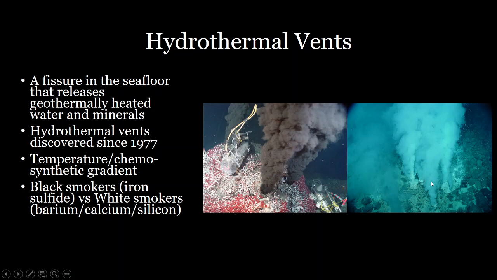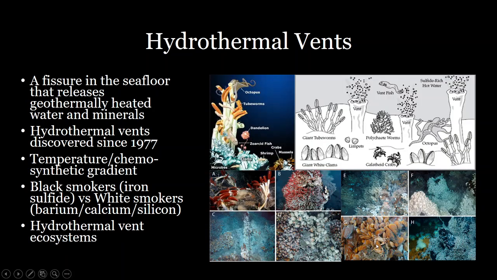And there's also white smokers. White smokers have higher concentrations of barium, calcium, and silicon that give it that white color that you can see here. And as we've talked about, hydrothermal vents produce some really interesting biology and ecosystems. We have the tube worms that are maybe the most characteristic of hydrothermal vents, but also you can have clams and even large macroinvertebrates such as octopus and crabs.